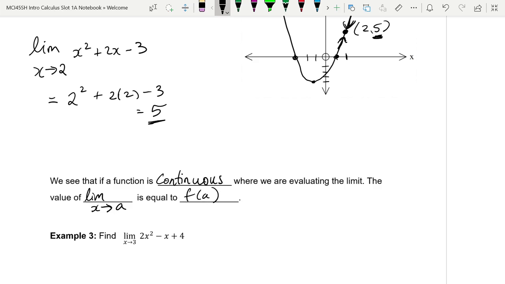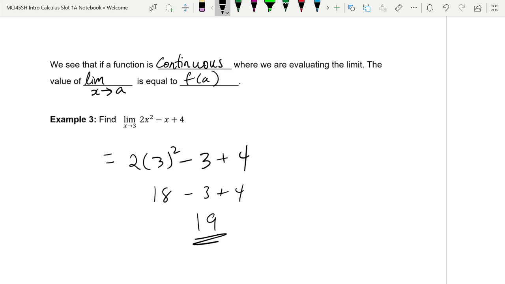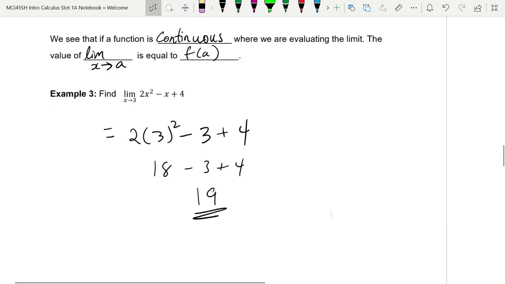Example 3 is going to work the same way. I won't even bother drawing it this time. I know it's a parabola, and I know parabolas are continuous. Parabolas don't, by their nature, have holes in them because you can't divide by a certain number. So I'm just going to say that this is equal to 2 times 3 squared minus 3 plus 4, which is 2 times 9 is 18, minus 3 plus 4. Somebody double check my mental math. 19. I think I did that right. Yep. Okay, let's get back to one like our first example.